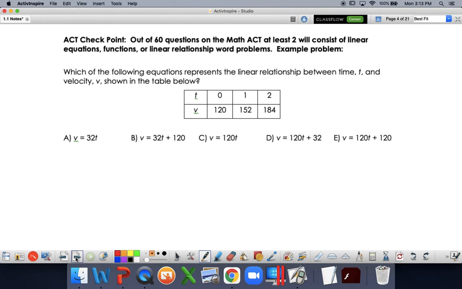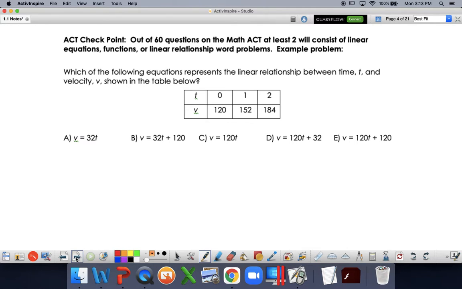ACT checkpoint, right? There will be ACT questions that consist of a linear relationship. Here's an ACT question that was on an ACT 2 years ago, and it asks about a linear relationship between time t and velocity v. I encourage you to pause the video right now and try this question on your own before I give you the answer.